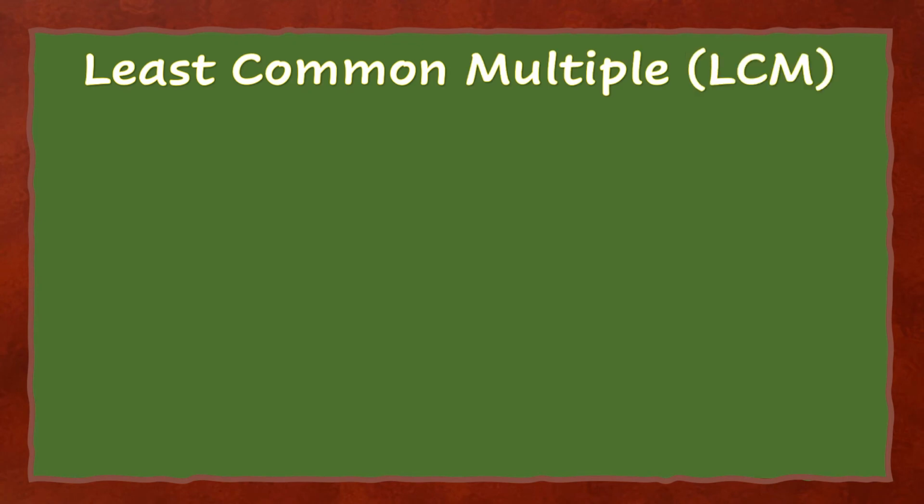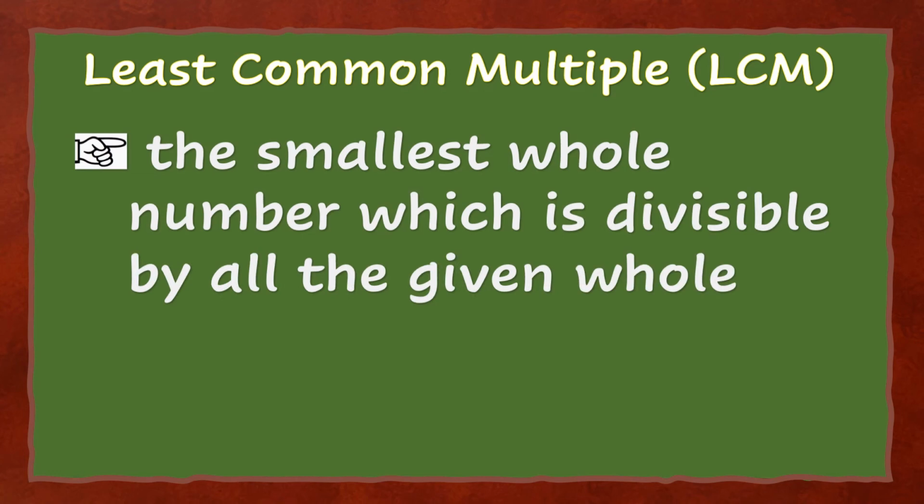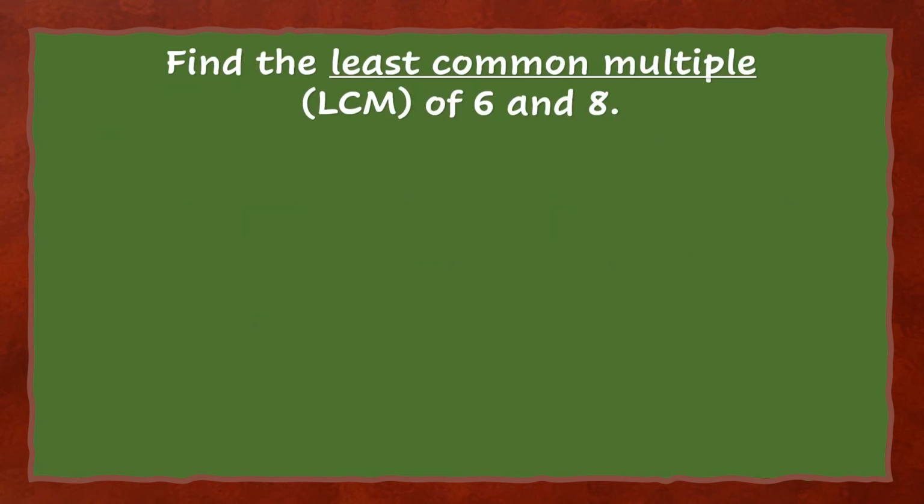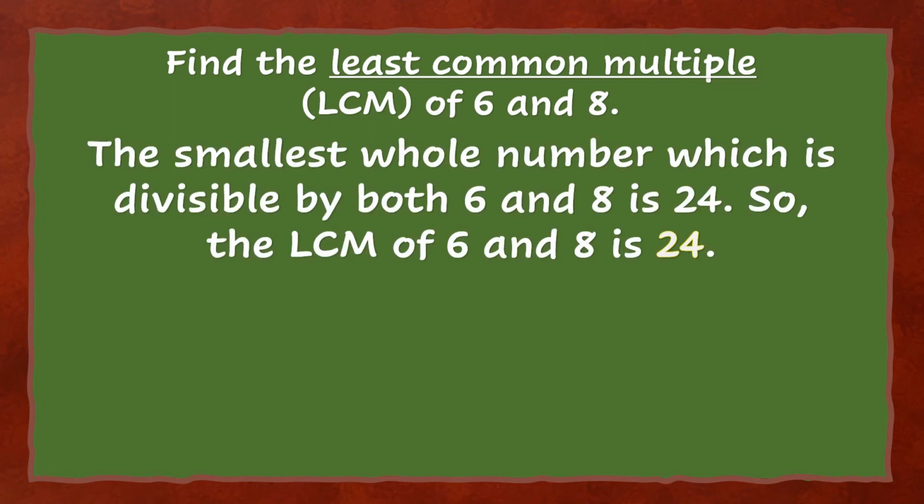What is a least common multiple or LCM? It is the greatest whole number which is divisible by all the given whole numbers. Let's find the least common multiple or LCM of 6 and 8. The greatest whole number which is divisible by both 6 and 8 is 24. So the LCM of 6 and 8 is 24.